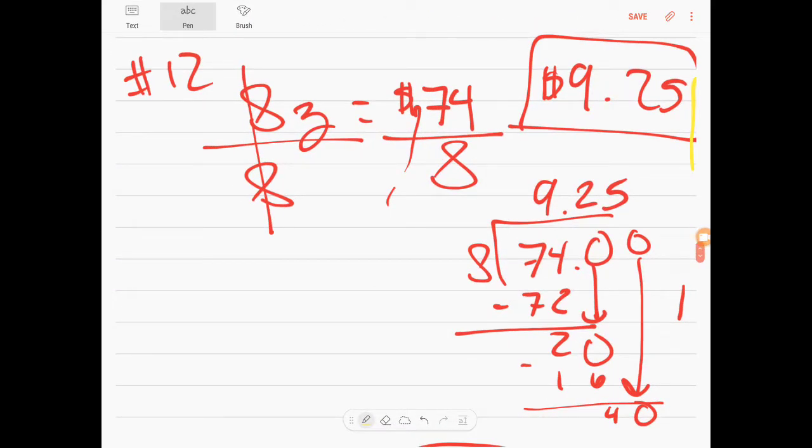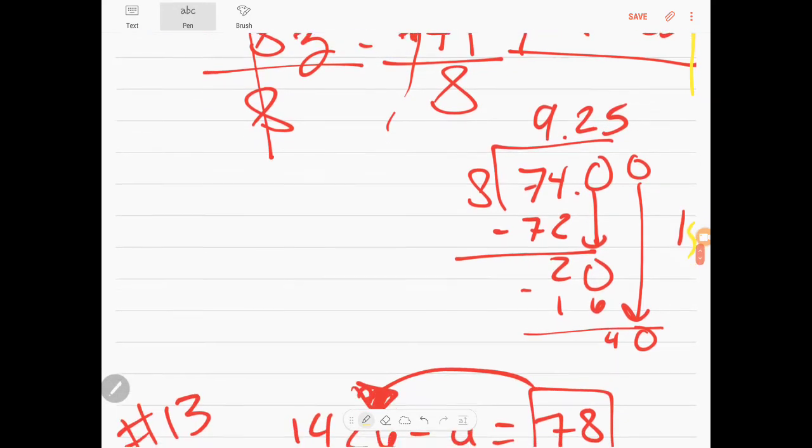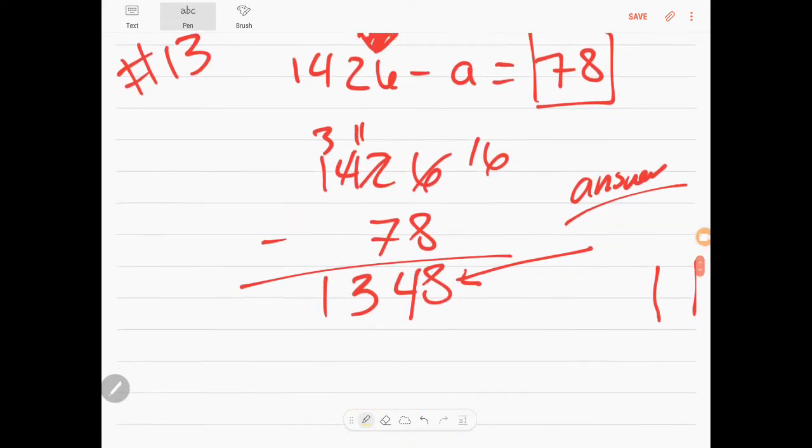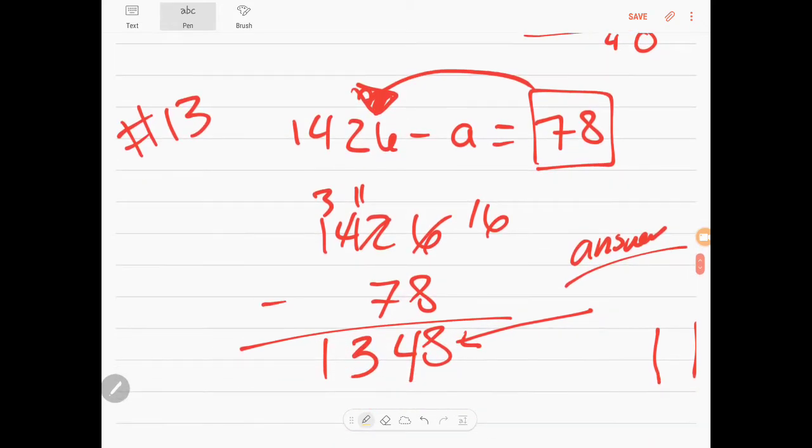I must use a decimal, so let me go over this problem. 8 goes into 74 9 times. 9 times 8 is 72. Subtract is 2. Bring down the 0, 20. 8 goes into 20 2 times. 2 times 8 is 16. 20 minus 16 is 4. Bring down another 0. 8 goes into 40 5 times. And my answer is $9.25.